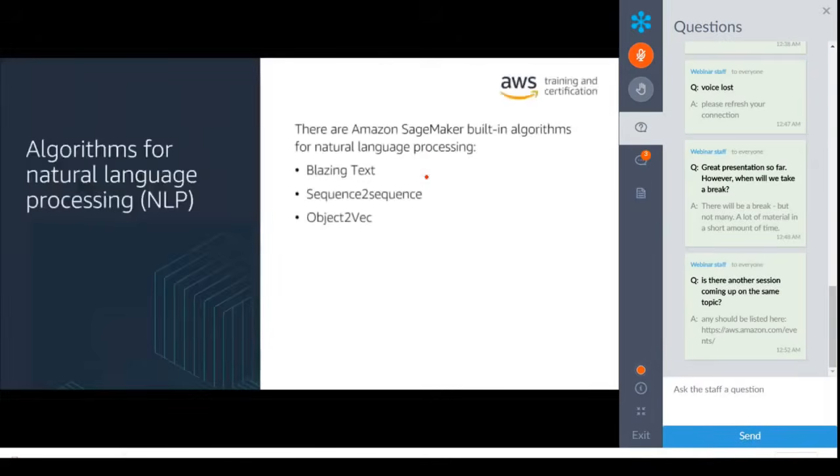You also need to be familiar with the state-of-the-art NLP algorithms, at least just know them intuitively. We're not looking for PhDs here. We're looking for you to at least be able to describe what BlazingText is, and how you would do sequence to sequence.